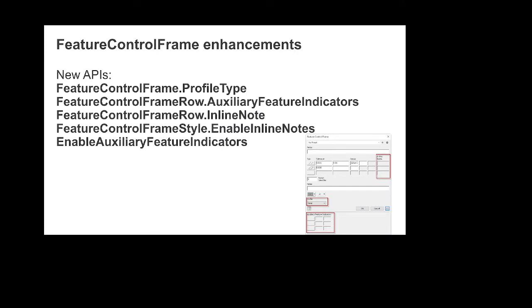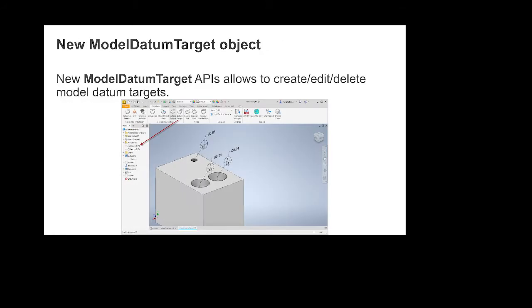Let us start with our new enhancements in the FeatureControlFrame API object. In this, 5 new APIs have been introduced, namely profile type, auxiliary feature indicators, inline note, enable inline notes, and enable auxiliary feature indicators. In our next slide, the ModelDatumTarget object has been introduced to create, edit, and delete ModelDatum targets.